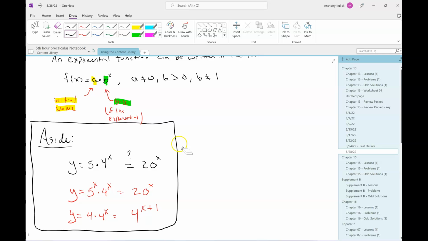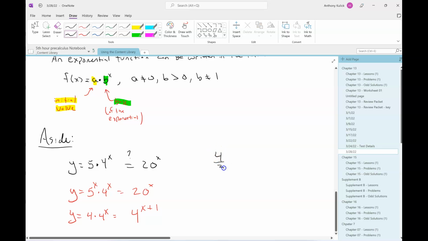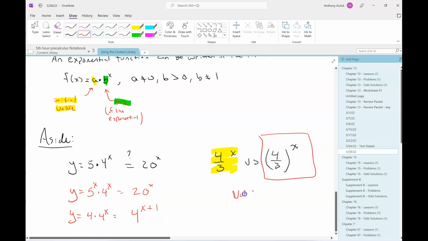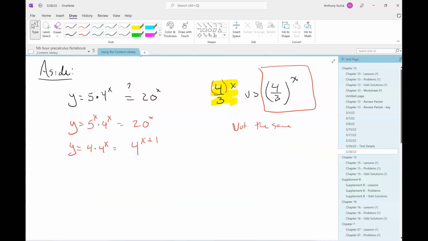Okay. And then, I guess one other thing. Are these the same? No, this is a little bit ambiguous. Does this mean we're going to take 4 to the x and then divide by 3? Or are we talking about 4 thirds to the x? Not the same. This is probably the one that we're going to mean. So we have to be a little bit careful with writing our parentheses when we deal with a fraction and an exponent. Okie dokie. Okay. Just wanted to touch that for a moment.